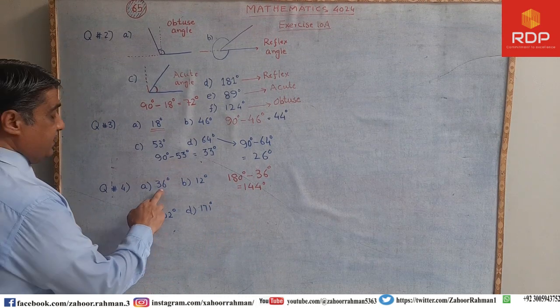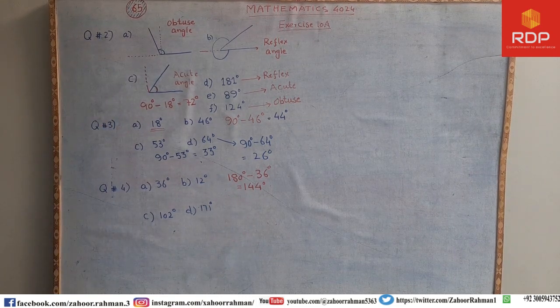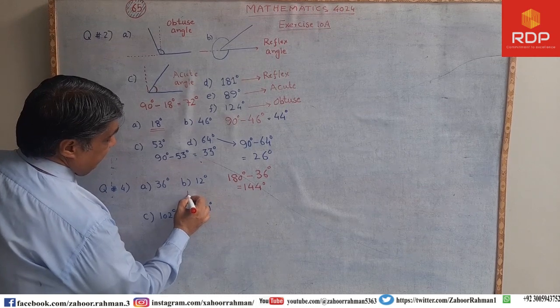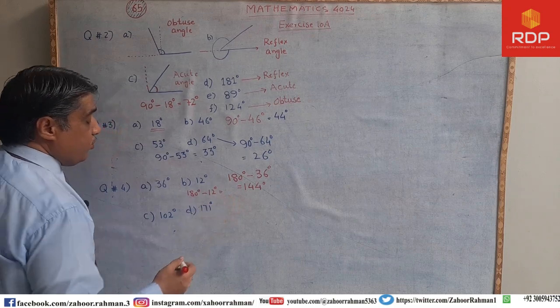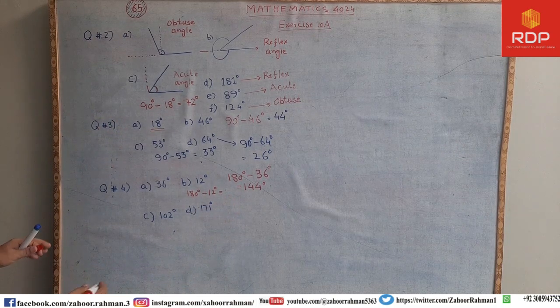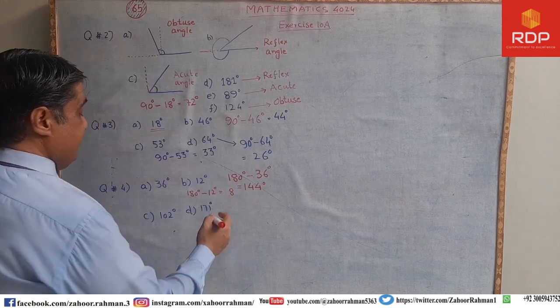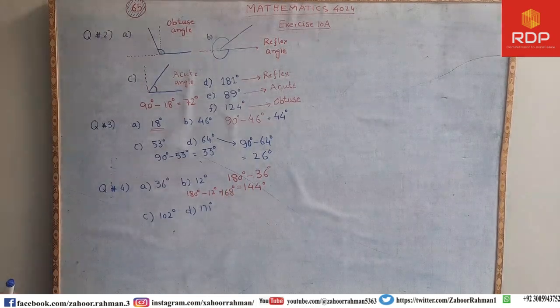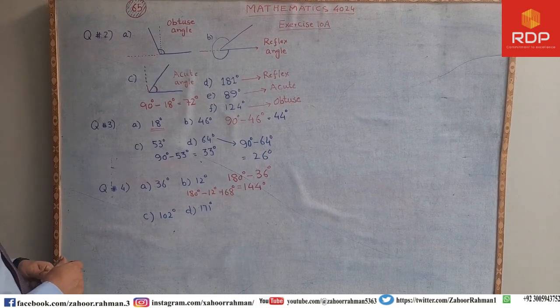How? When we add this 36 to 144 degrees, we get 180 degrees. Now the second case: we have to subtract this 12 degrees from 180 degrees. So that will be equal to 8, and this will be 16. So 168 degrees is the supplementary angle of 12.